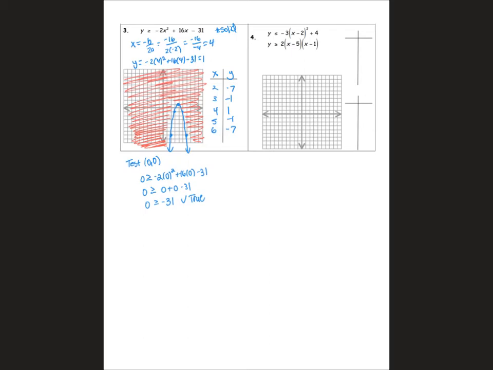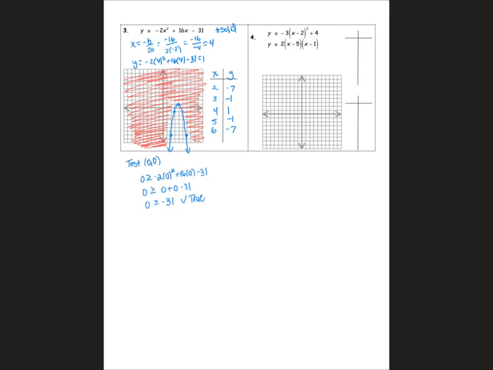All right, moving on to number 4, I see there's 2 inequalities in this problem. So here's our system of inequalities. So remember, the process is to graph each inequality individually, test a point, figure out where you're shading, and then where the shadings overlap, that's going to be our solution set to this given system of inequalities. So let's start with the top equation. We got y is less than or equal to negative 3 times x minus 2 squared plus 4.